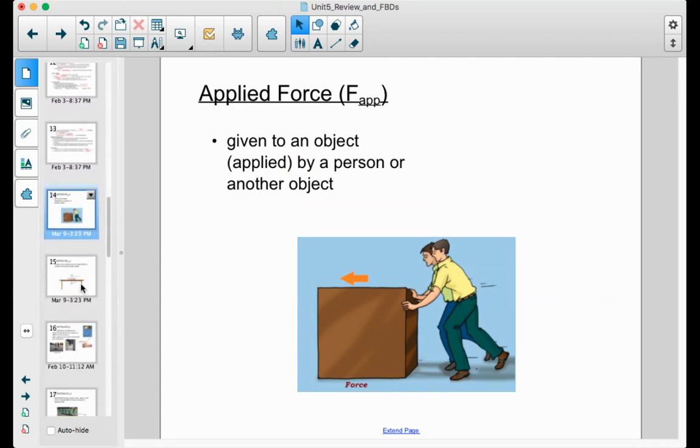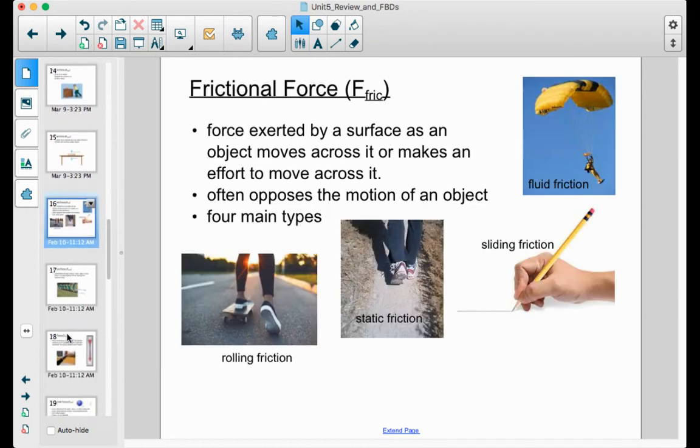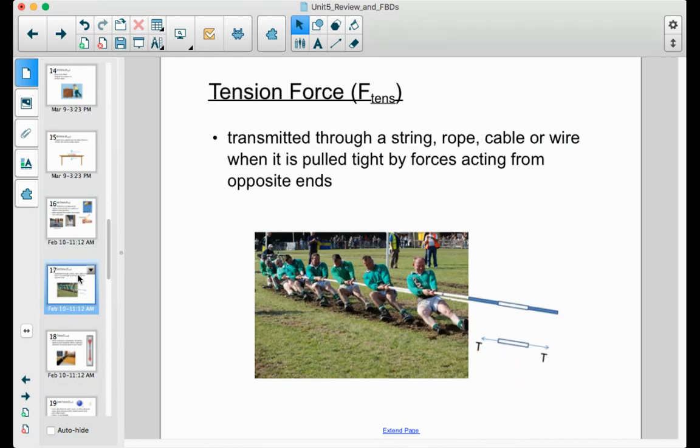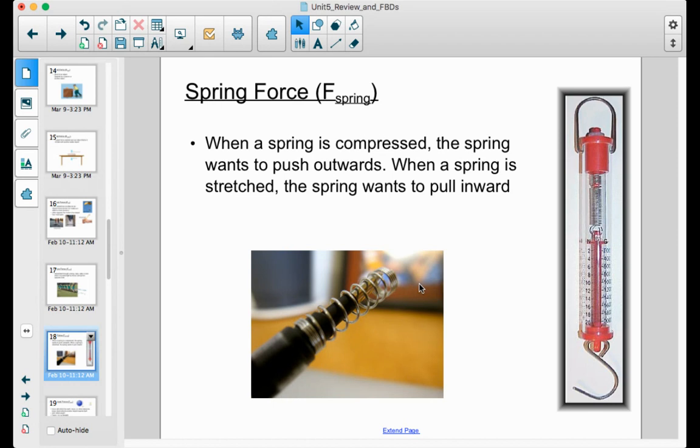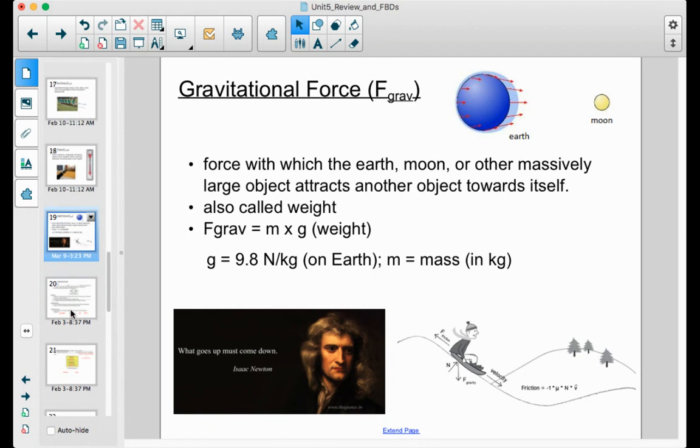Applied forces are usually a push or a pull. We have normal force, and that's the support force that keeps this book from falling through the table. We have friction, four different types, which we'll get into a little later. We have tension force, transmitted through a string or rope. If you remember the Winter Olympics, there was quite a bit of force in that rope, therefore it broke. We have spring force: when the spring is compressed, it wants to push outwards. When the spring is stretched, it wants to pull inwards. Then we get to gravitational force. We'll look at that next week.